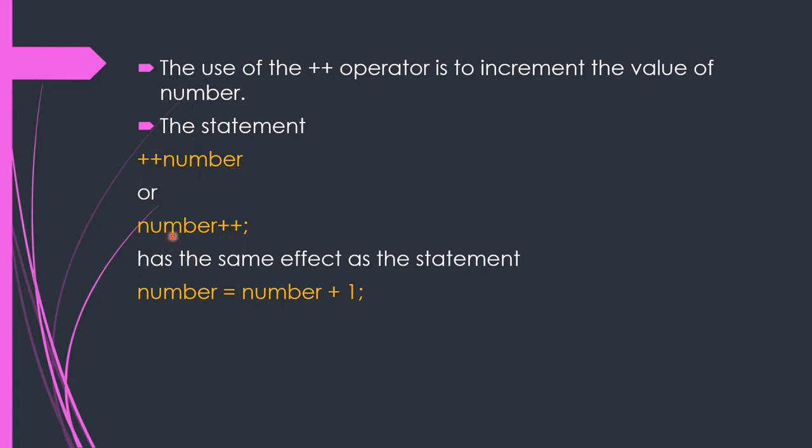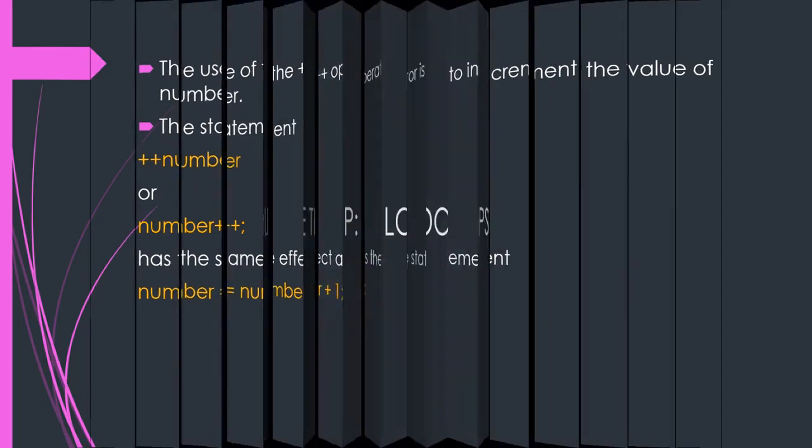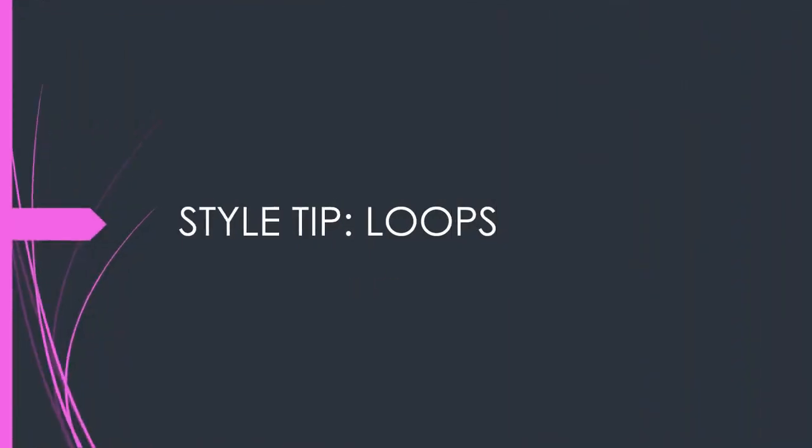Both statements will have the same effect as the statement number is equal to number plus 1. Means both of these statements are going to increment the value of the variable number by 1. The effect will be the same, but the process with which they increment the value will be different, which we will discuss further. Now let us move to our last topic of today, style tips for loops.